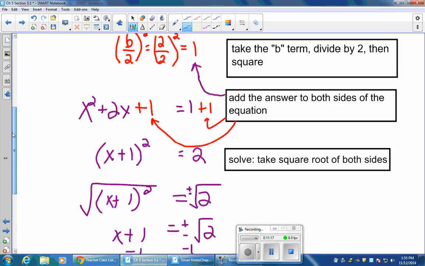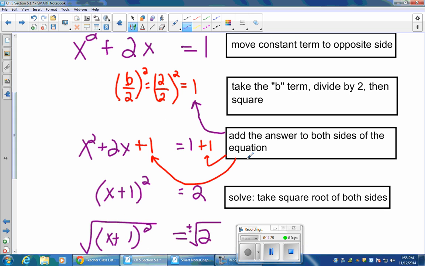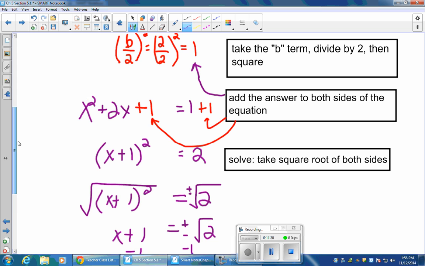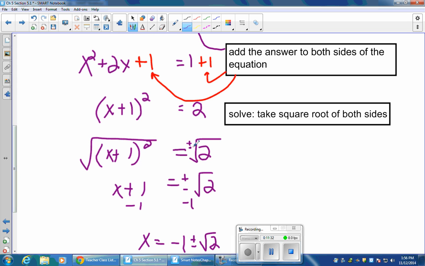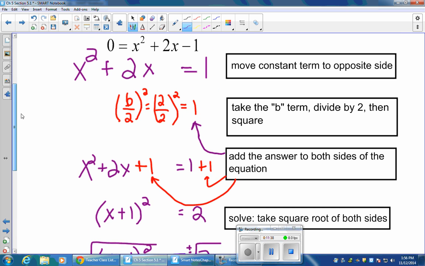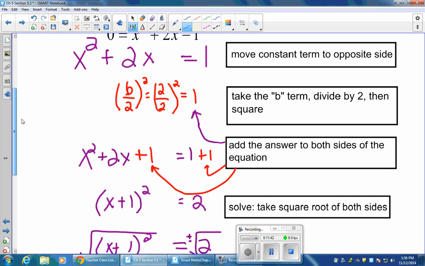Okay? Again, a little recap. Move the constant term, take the b term, divide it by 2, then square it. Take the answer, add it to both sides, and then finish solving, which involves taking the square root and not forgetting that when we take the square root, it's both the positive and negative. So not too hard algebraically. Remembering the steps can take a little bit of time.